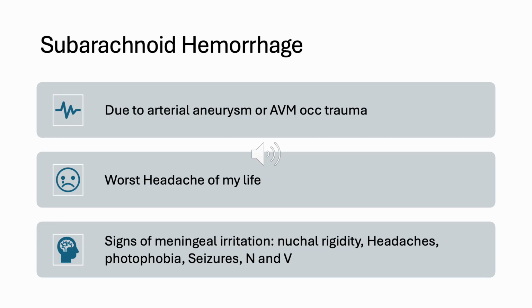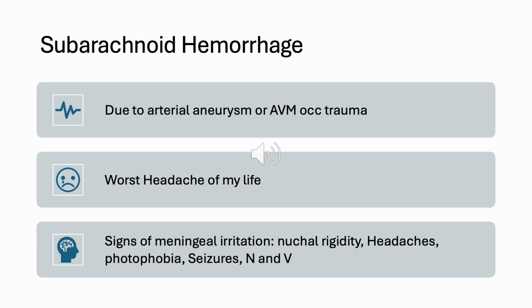And the reason they have the meningeal signs is the subarachnoid space is where the cerebral spinal fluid is housed. So when somebody has blood where it's not supposed to be in the brain, they're going to get meningeal irritation. So they'll have stiff neck, nuchal rigidity, headaches, photophobia, seizures, and nausea and vomiting. Anybody with a subarachnoid hemorrhage is going to be at risk for rebleeding 7 to 10 days after the bleed.